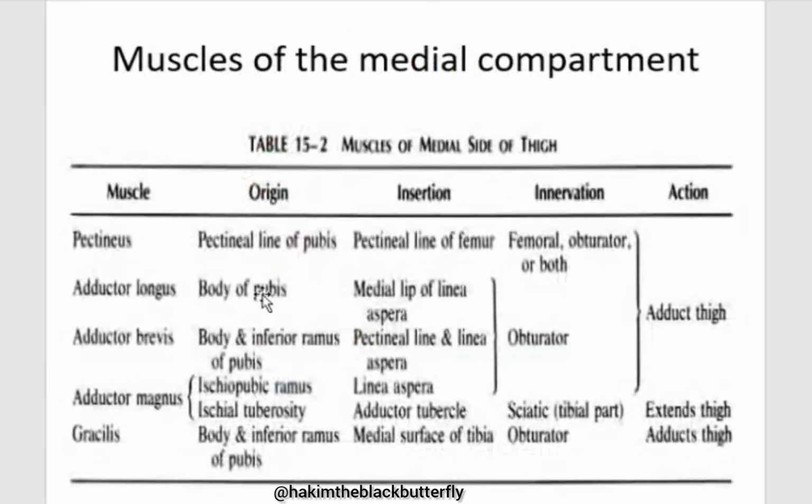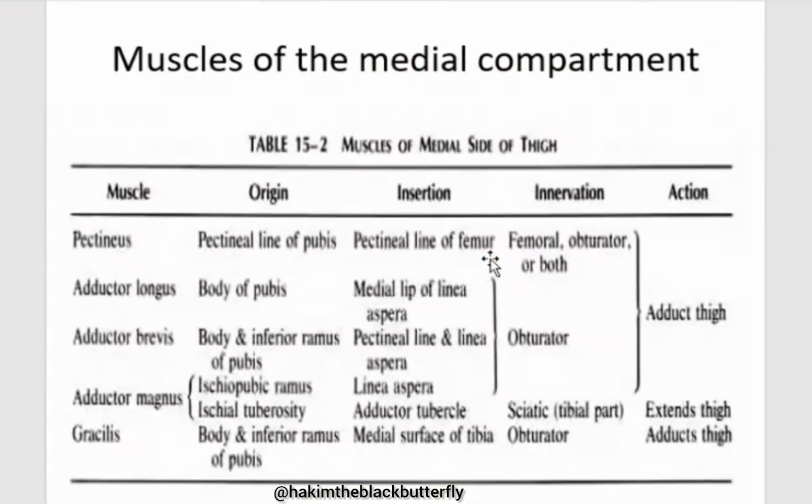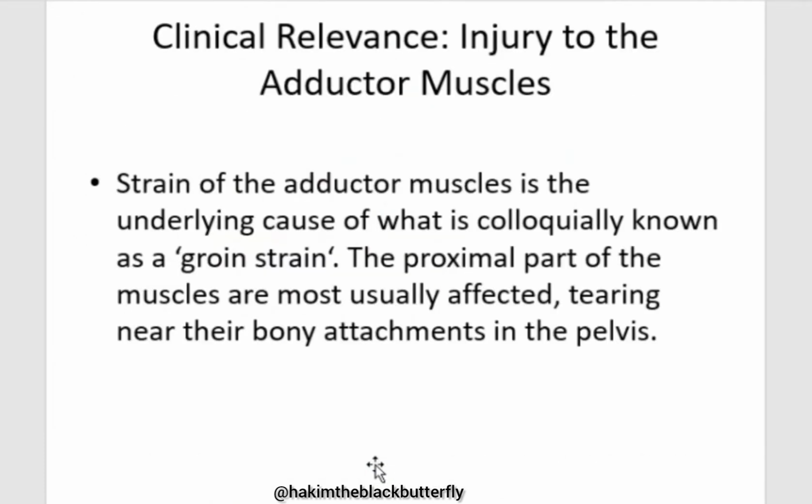And then we go back to the pectineus, pectineal line. When you go from the pectineal line of the hip bone to the pectineal line of the femur, as you see it. And then we go back to our muscle known as gracilis, from the pubic ramus to the medial aspect of the tibia. From the pubic bone to the medial aspect of the tibia. So those are the muscles of the medial compartment of the thigh.